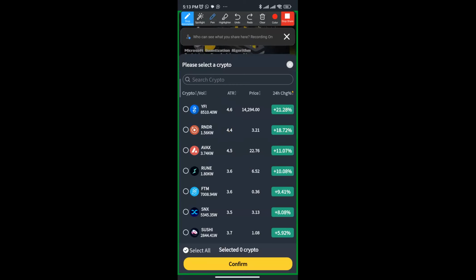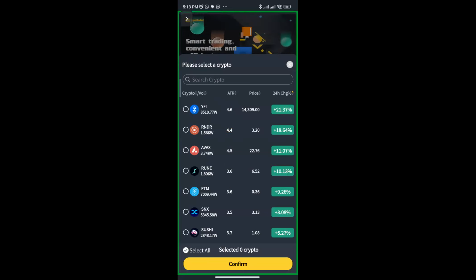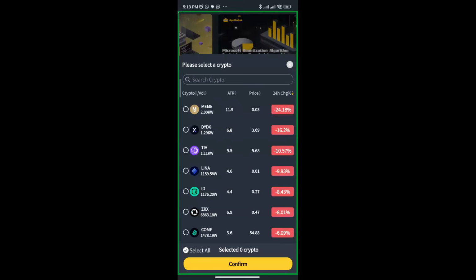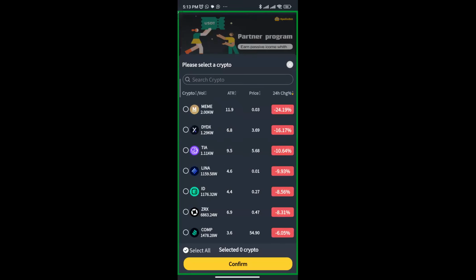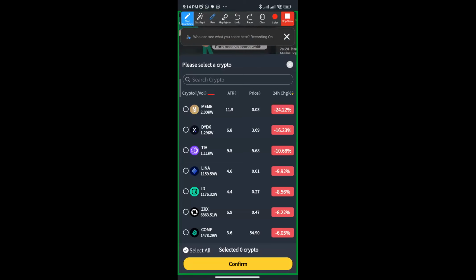So what do you do? You tap on that 24 hours percentage change again. You tap on it this way, and it's going to switch. Can you see something? You can see that we have meme coin at the bottom, 24% low. So it's at the bottom. So I might like to tell my robot, hey, I love this coin. You know why? Because this coin is at the bottom. So I want to take it from the bottom to the top. So I can easily make 3% in a day from this coin.